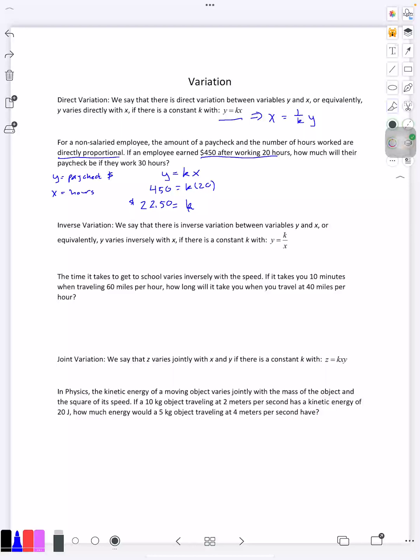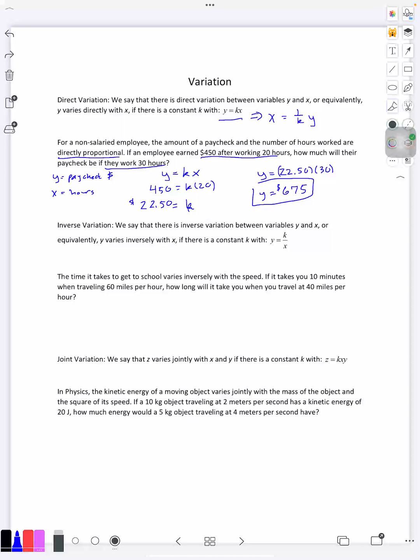So once we know that k is 22.50, then we can look at the second part where we know it's 30 hours. We don't know the paycheck. We do know the k. We do know the hours. And if we multiply this here, let's see, $675. And that would be how much they would earn if they were to go 30 hours of work that time. Okay, so this is our setup for whenever we have direct variation.